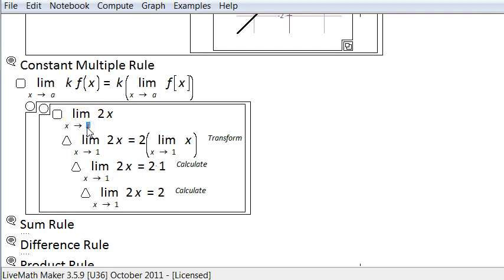Change this to anything I want. 6. This is now the limit as x goes to 6. So this limit is a 6, and you're multiplying that by 2, and the answer is 12.